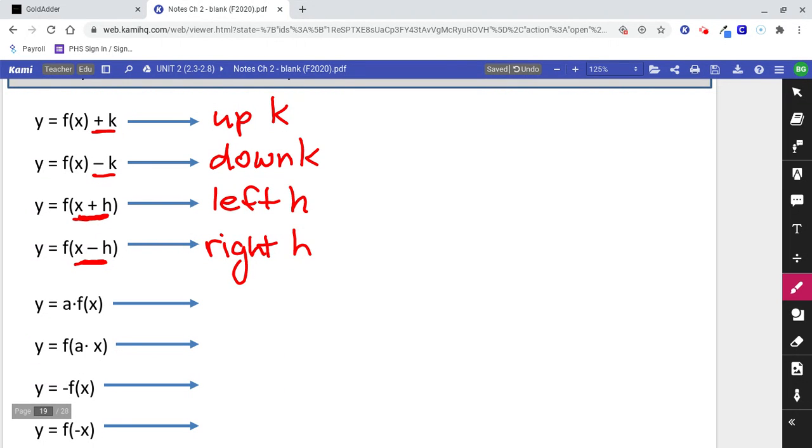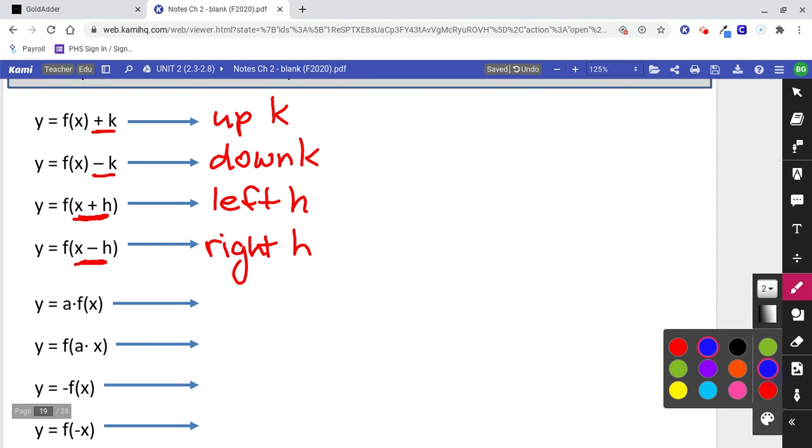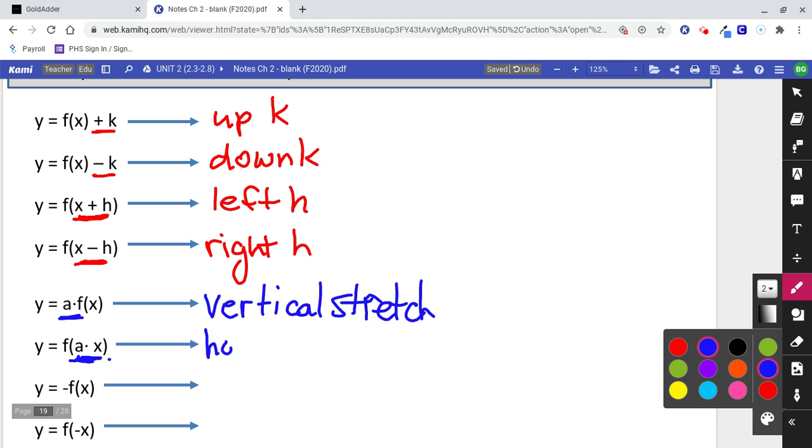So a little bit harder, I think, are the stretches. And if this A right here is multiplied in the front, it's stretching the whole thing. It's making it taller. That's a vertical stretch. And if it's inside the parentheses here, it's affecting the X. That's going to be a horizontal stretch.